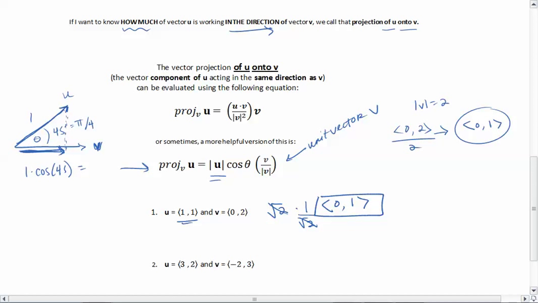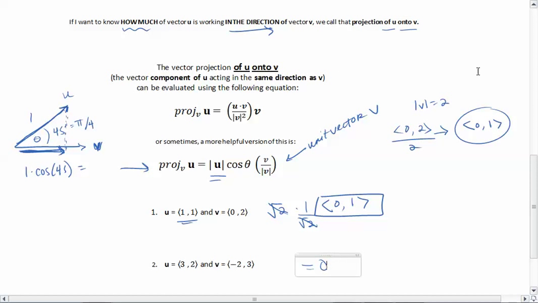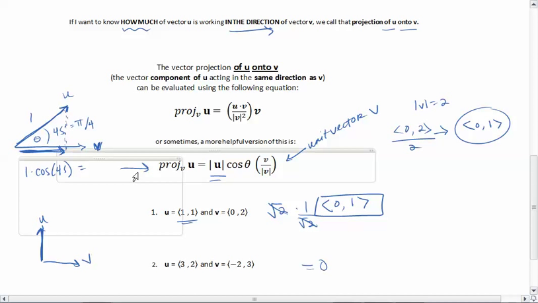Let's do the next one. If we remember, we had a cosine of 90 degrees, which gave us a 0 here. So our projection of u onto v was 0. No projection. 0 things are happening in the same direction. That is what you'll get if things are orthogonal, which makes sense. If we have 2 things that are perpendicular, no part of vector u is acting in the direction of v. So it makes sense that our answer would be 0. So that's it.